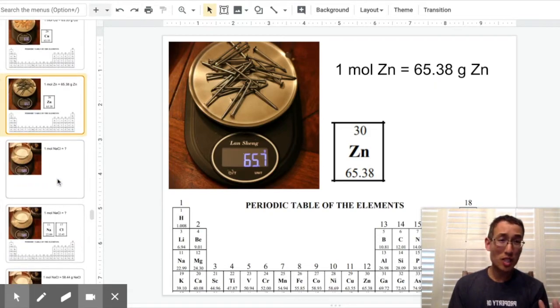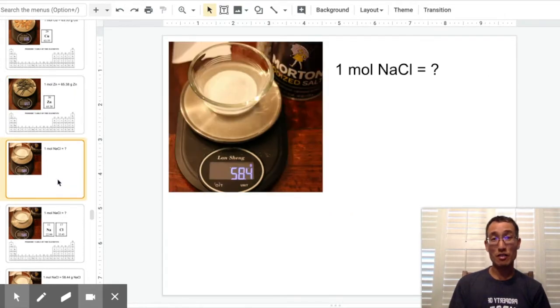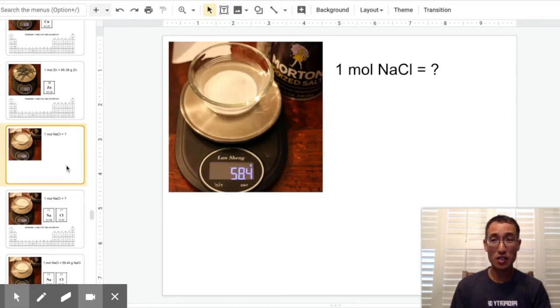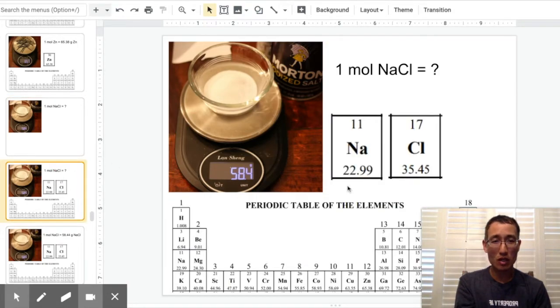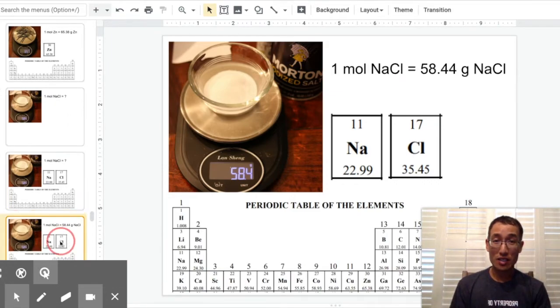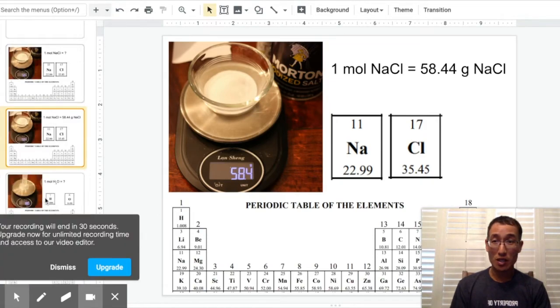Well, what if we have something like table salt now? So table salt is a compound. And compounds are not pure elements. They're 2 different things stuck together. But if I have a mole of table salt, that's about what a mole of table salt looks like. It's 58.4 grams. And if I look at the periodic table, I can see that Na is 22.99, but Cl is 35.45. What do I do with these numbers? Well, there's 1 Na and there's 1 Cl. If I just add them up, I actually get 58.44 grams.